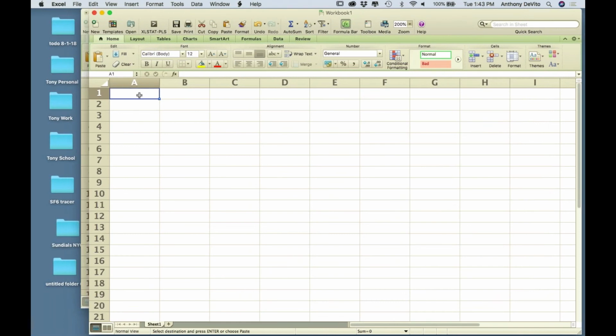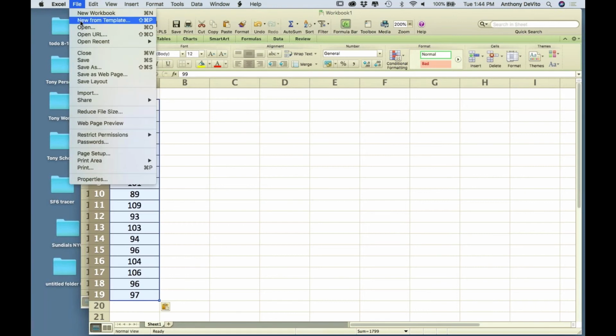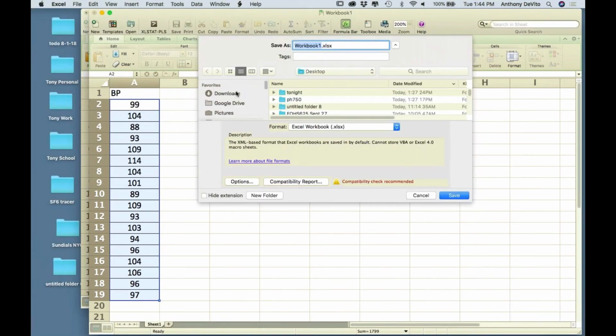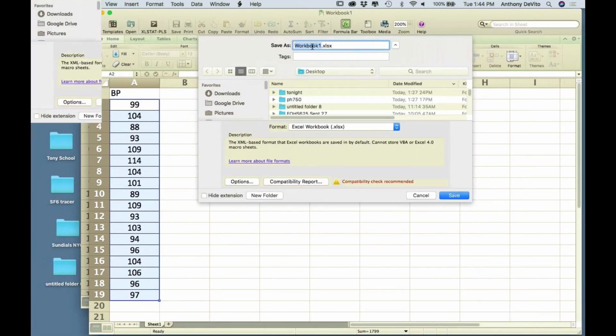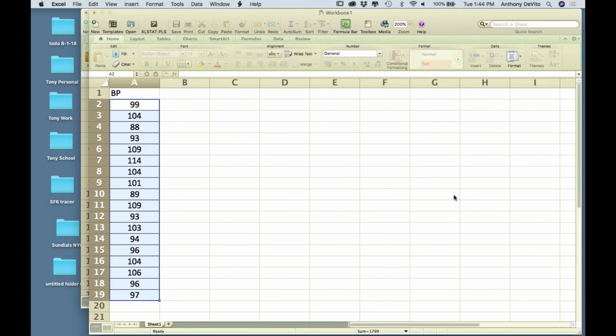You know what I'm going to do up here? I'm going to put BP for blood pressure, and then I'm going to go in here and paste in these numbers, those 18 numbers that we're interested in. And I'm going to save this file. As I said, there's a file, Excel to SPSS, which I believe has the same thing in it, but I'm going to do it anyway. I'm going to call this import demonstration demo and save it to my desktop.